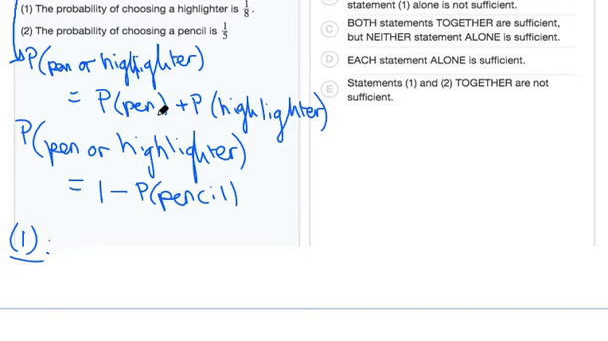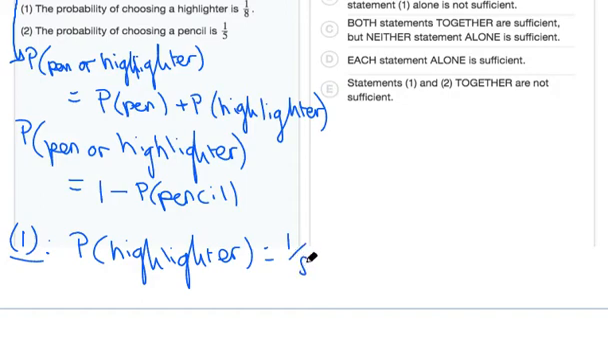Statement 1 says the probability of choosing a highlighter is 1/8. So that means that we know the probability of finding a highlighter equals 1/8. This would be enough if we also knew the probability for finding a pen, but we're actually not given the probability for finding a pen. We're also not given the probability of finding a pencil, in which case, we would be able to find the probability of a pen, since they all sum to 100%.